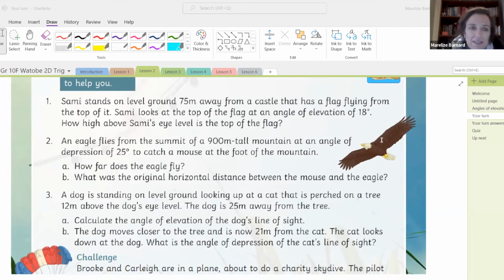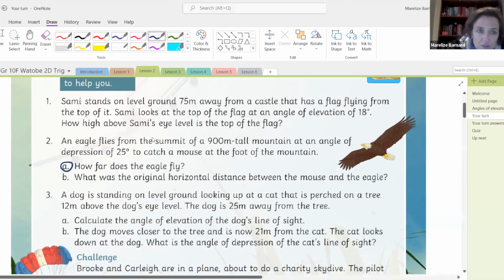Right, so let's see. An eagle flies from the summit of a 900-meter tall mountain at an angle of depression of 25 degrees to catch a mouse at the foot of the mountain. Okay, so how far does the eagle fly? Let's just do question 2A, because we are just a little bit pressed for time. How far does the eagle fly?